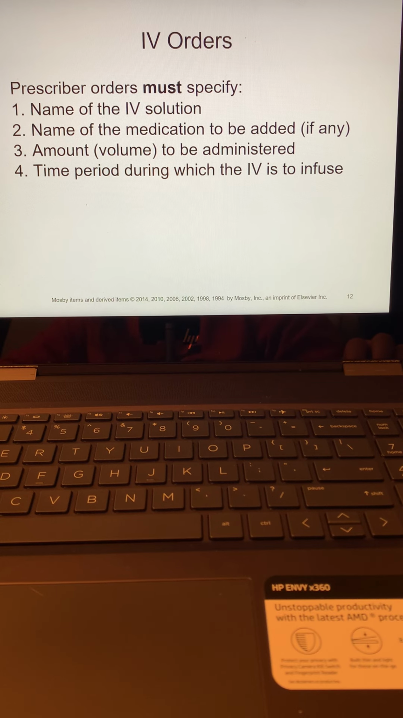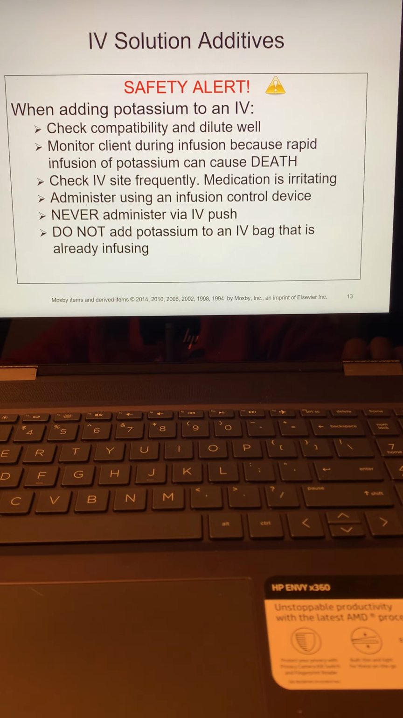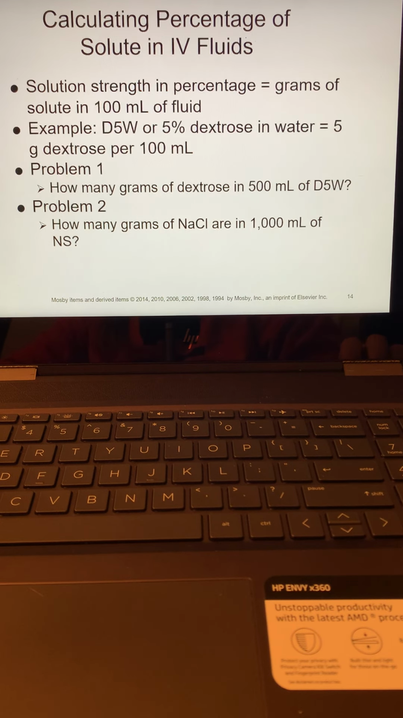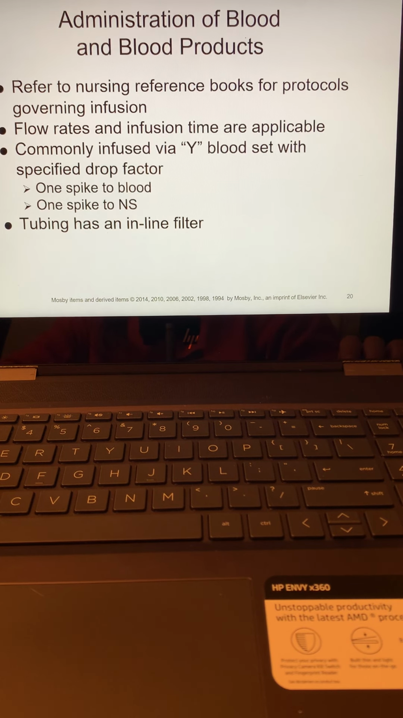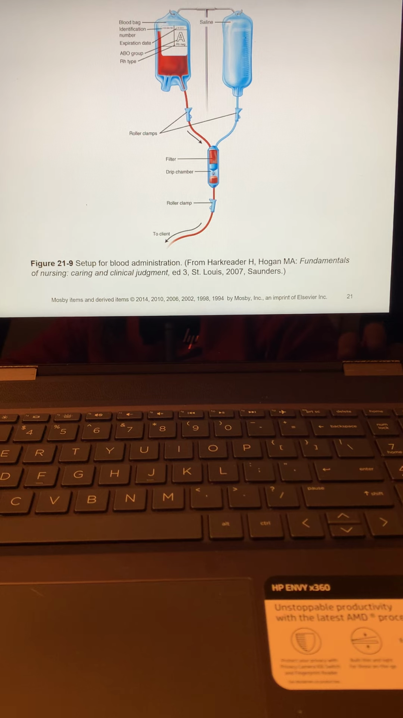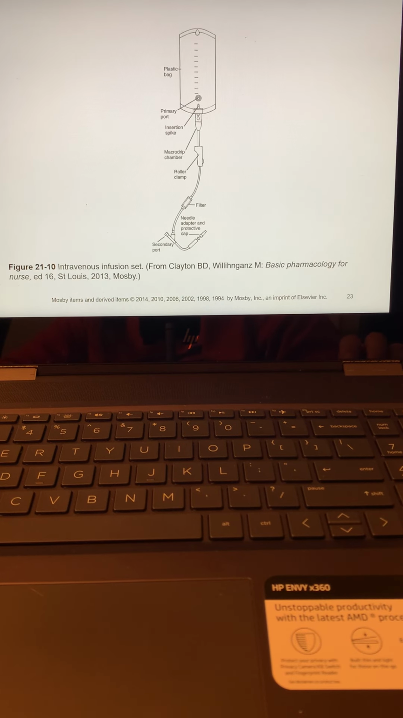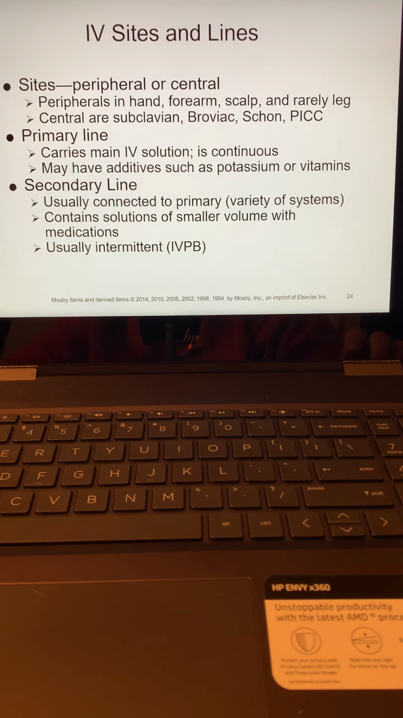So for the orders, there has to be the name of the IV solution, the name of the medication to be added, if any, the amount or total volume to be administered, and the time period during which the IV is to infuse. Don't worry about the potassium. We're not going to worry about this stuff either. So let me just fly through. When you get further, if you decide to go into the nursing program, you'll see all of that stuff.